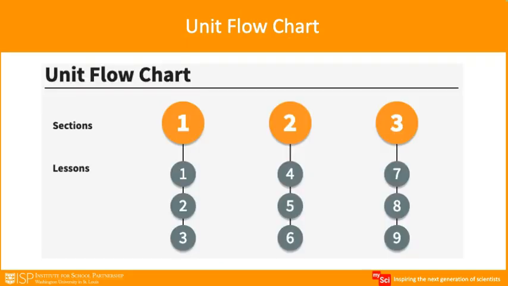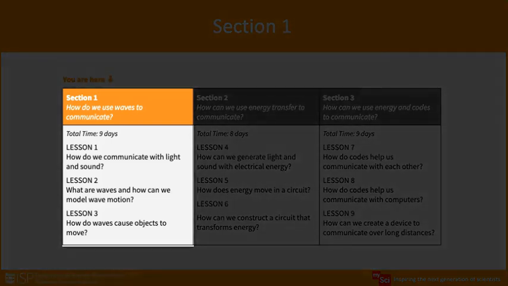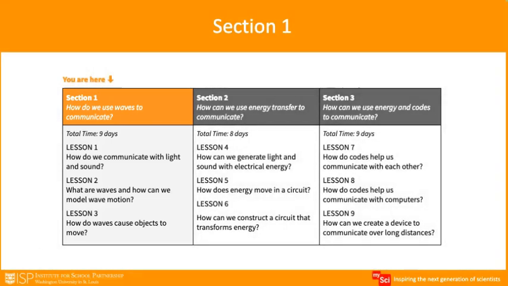Now that we have an idea about what students will study in this unit, take a look at the unit flowchart. This unit is divided into 3 sections and there are 9 lessons total. In Section 1, students create models of waves to observe characteristics of wave motion and consider how patterns of waves can be used to communicate. This section will take about 9 instructional days.